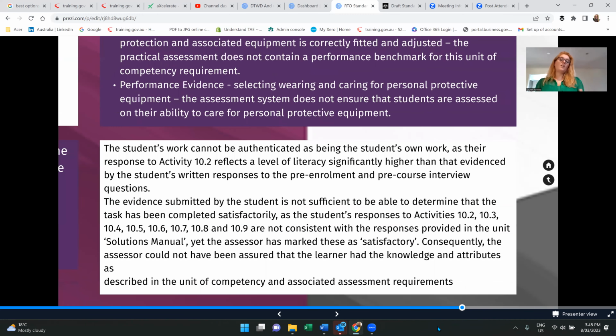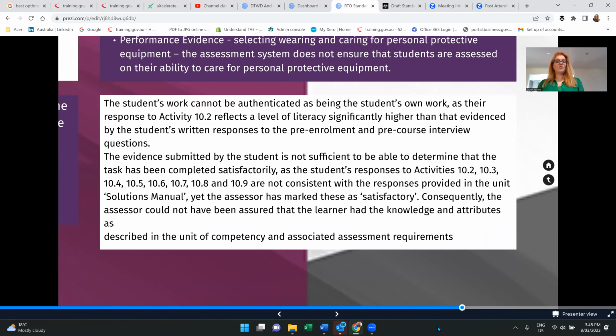Okay, students' work cannot be authenticated as being the student's own work, as their response to 10.2 reflects a level of literacy significantly higher than that evidenced by the student's written responses in the pre-enrollment and pre-course interviews. The evidence submitted by the student was not sufficient to determine that the task had been completed satisfactorily, not consistent with the solutions manual, your assessor guide, yet the assessor had marked them as satisfactory.